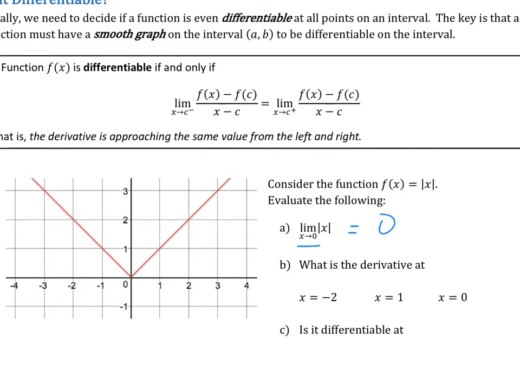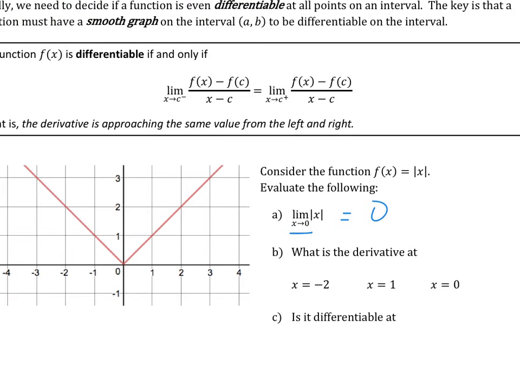Now, what is the derivative at these different points? Well, the derivative, remember, is the slope. Just looking at the graph, what's the slope at x equals -2? Well, it's this line. The slope is going down to the right, and so the slope is -1. What about when x is +1 over here? What's the slope of this line? The slope is 1.